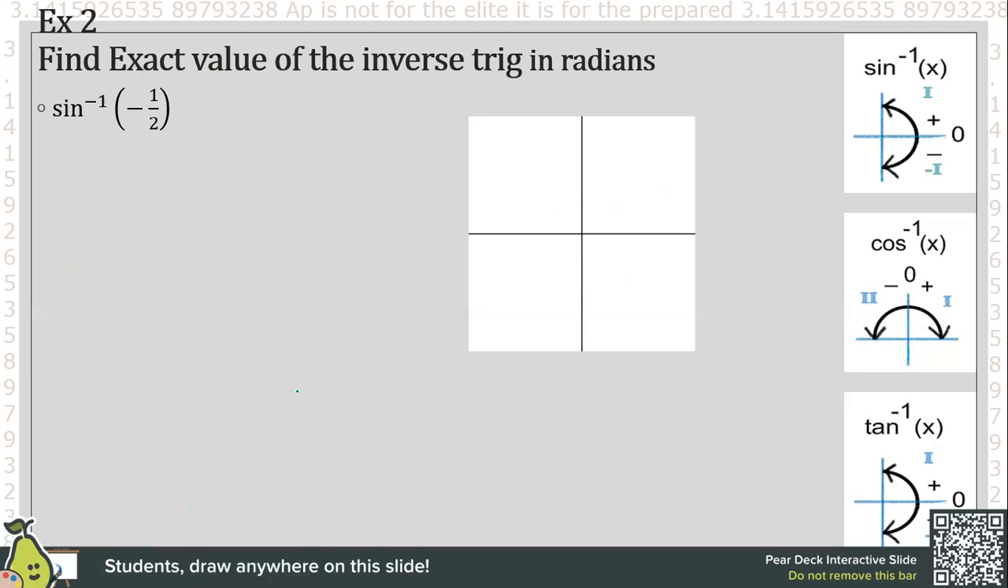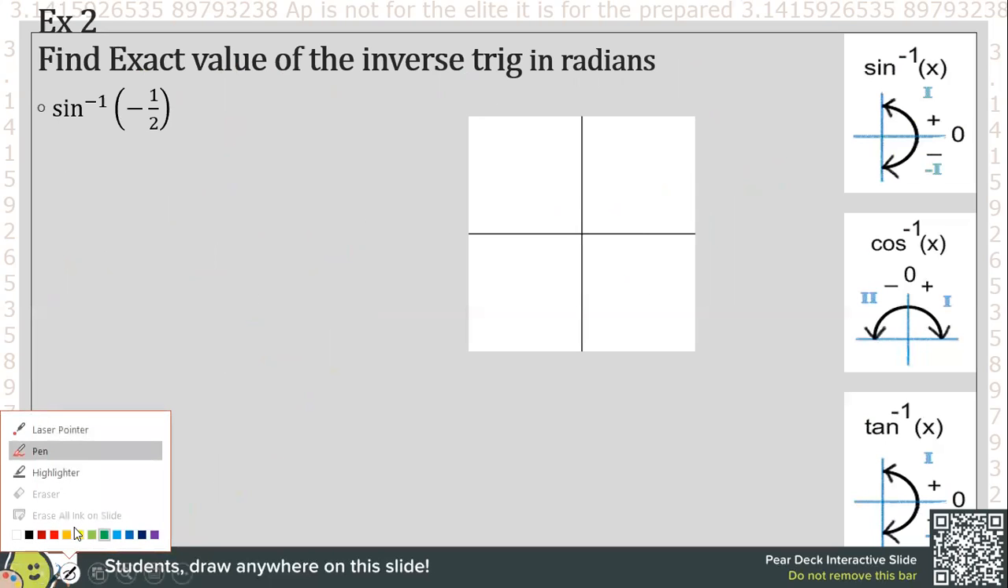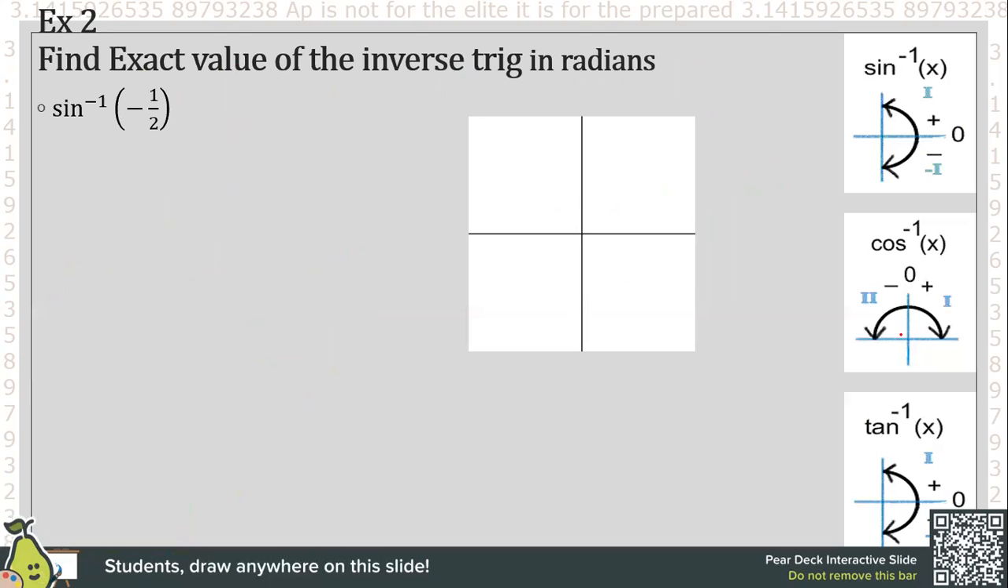Arcsine of negative 1/2. So we're going to do the same procedure. I want you to look at your notes right here on the right and decide what quadrant this will be restricted to. Okay, so hopefully you're able to see that we're working with sine, and sine is restricted to quadrant 1 and 4. Quadrant 1 is positive, quadrant 4 is negative. This right here, it is negative. So therefore, I'm going to go ahead and make my triangle in quadrant 4.